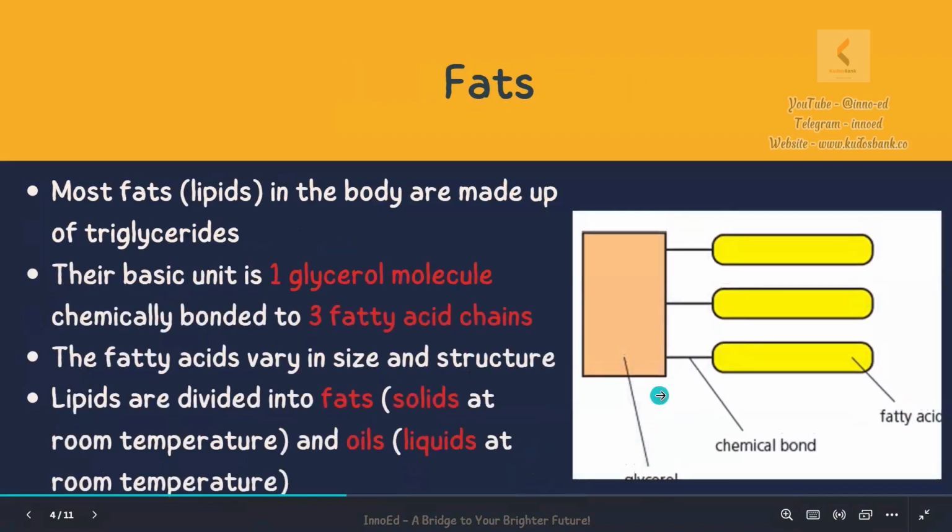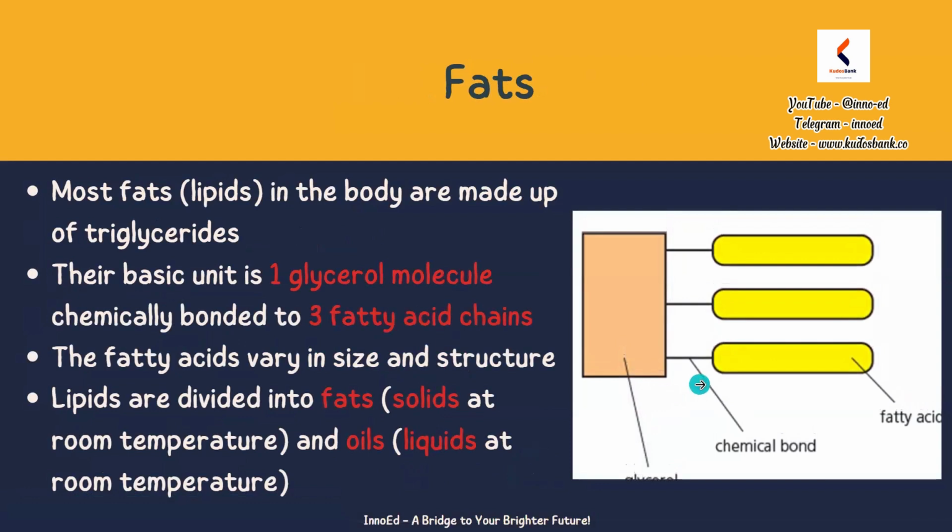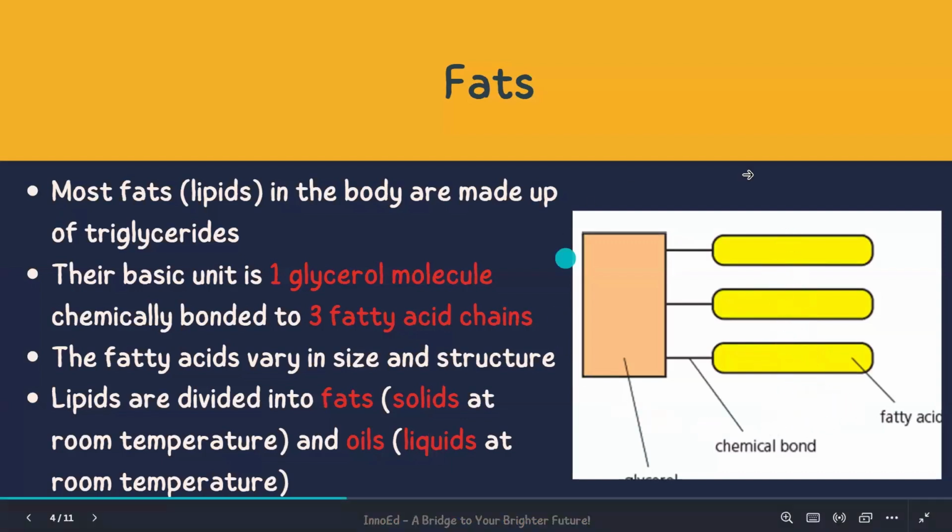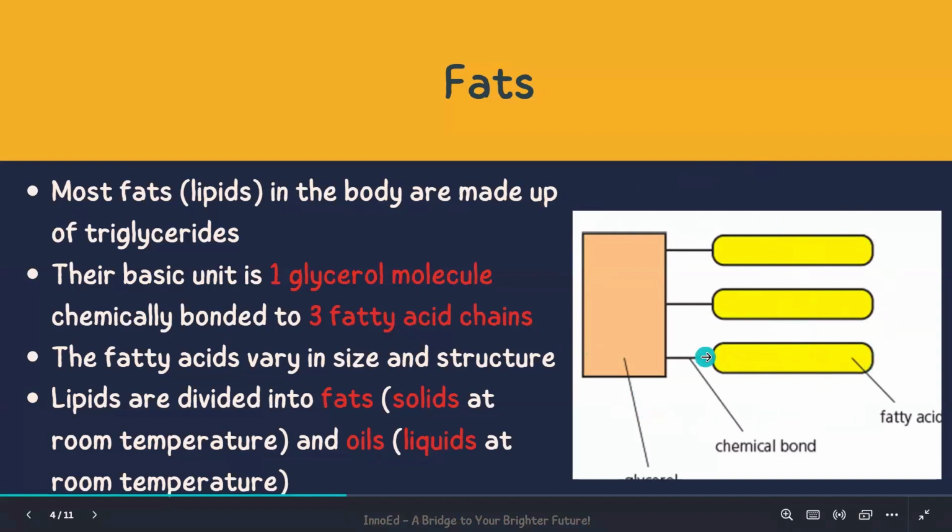So let's look at the fats. Our body mostly contains triglycerides as fats. The basic units inside the fats are one glycerol molecule, which is the orange one here, joined together with three molecules of fatty acids, these yellow molecules. So these four things together are called fat.